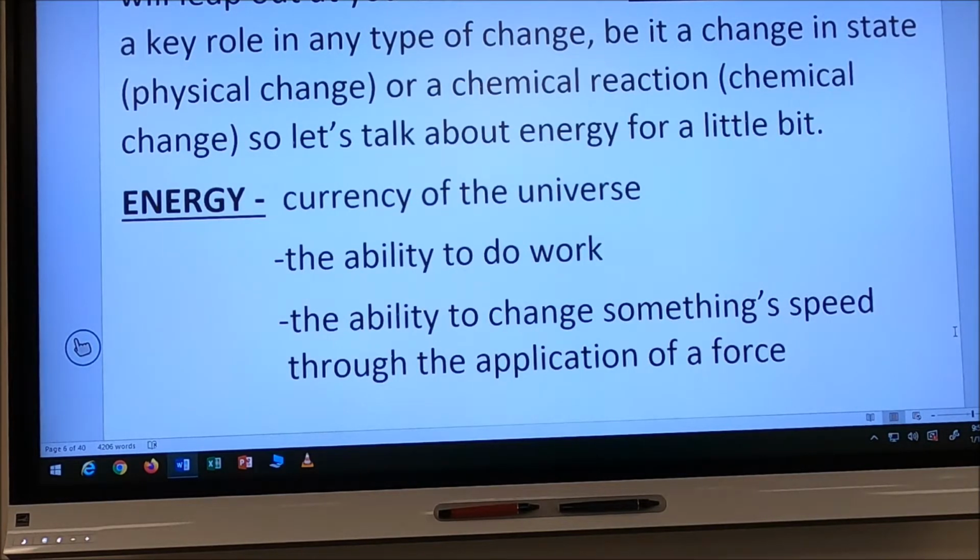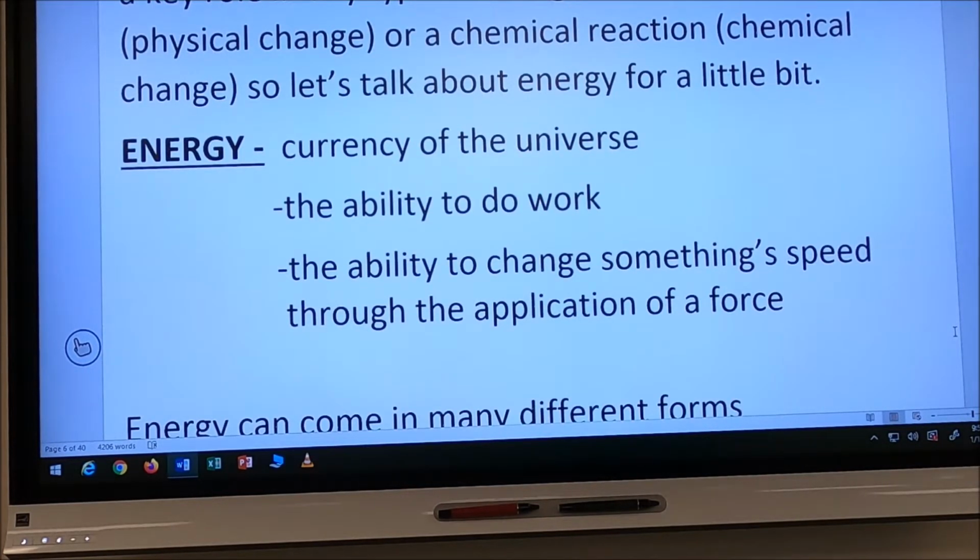That's not a very sciencey definition. So if we go sciencey, it's the ability to do work. Now, what does that mean? Work doesn't mean holding down a job when we're talking chemistry and physics, even biology.